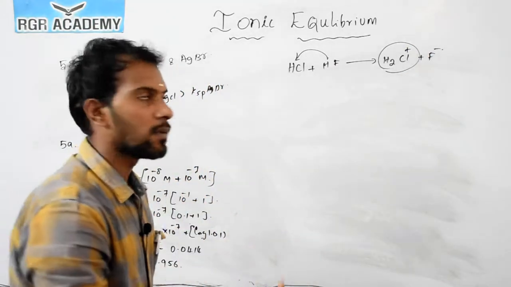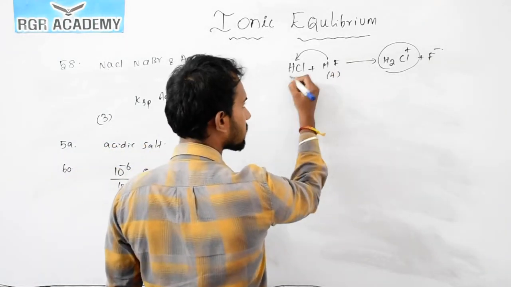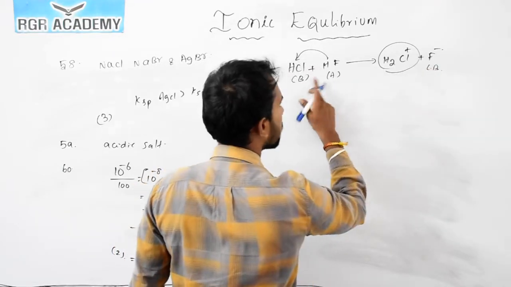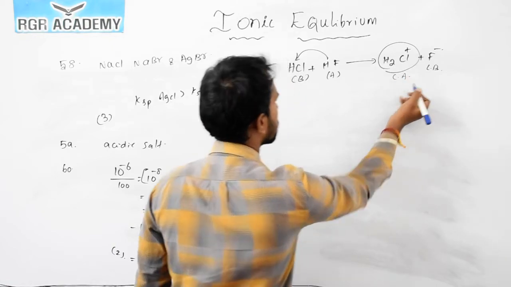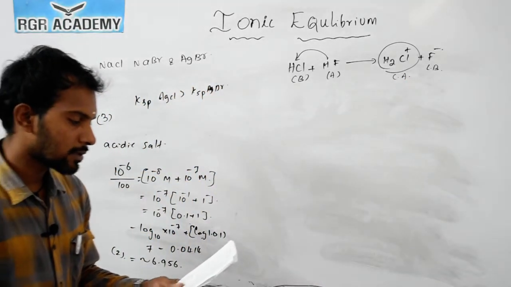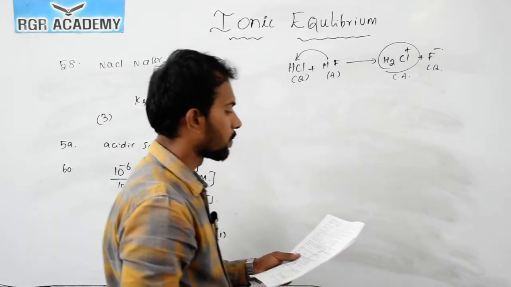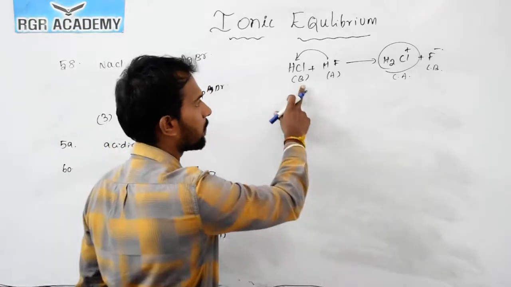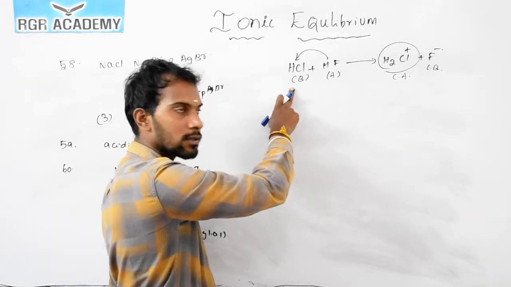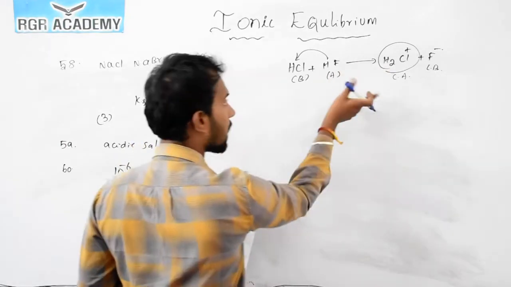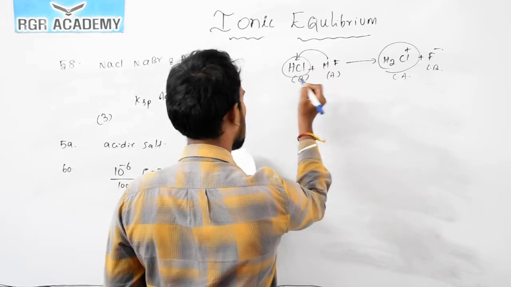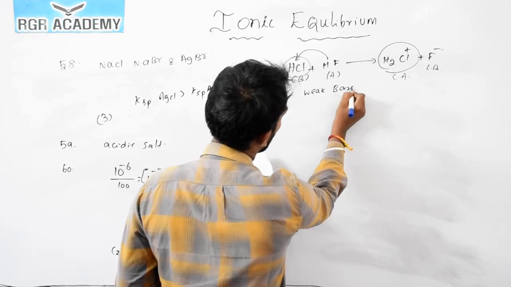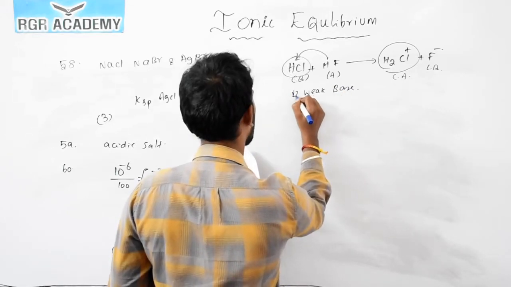So which one donates, that one acts as acid, and which one accepts, that one acts as base. Acid minus H plus is conjugate base, base plus H plus you can call it as conjugate acid. So which one is correct here in this case? They are asking about HCl, right? So HCl is acid or base. This one accepts this H plus ion according to this equation. So we can call this HCl acts as a weak base. Okay, so the answer is 4.